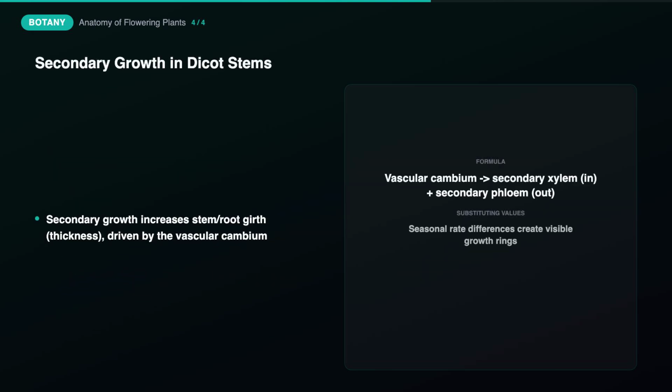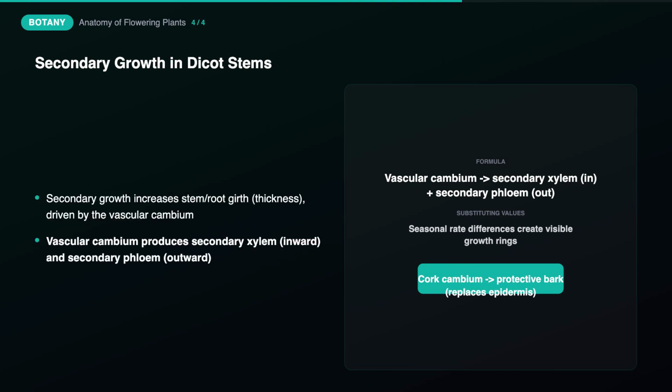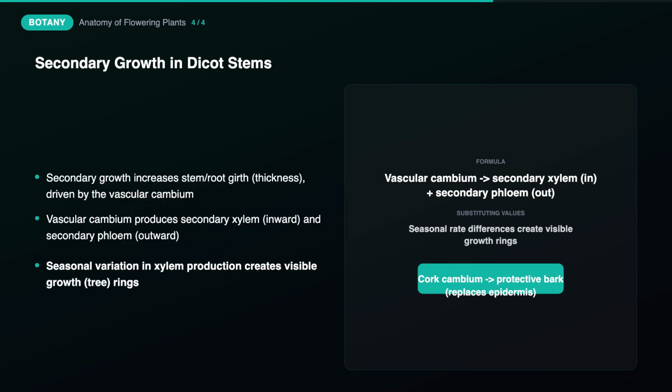While roots and stems initially grow only in length through primary growth, dicot stems and roots, unlike most monocots, also undergo secondary growth, increasing in girth over years, which is exactly how trees form wood and grow thicker trunks over time. This is driven by the vascular cambium, a lateral meristem that lies between the primary xylem and primary phloem, and it produces new secondary xylem toward the inside and new secondary phloem toward the outside each growing season.